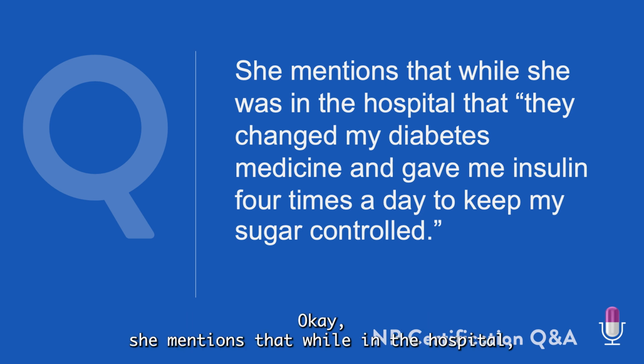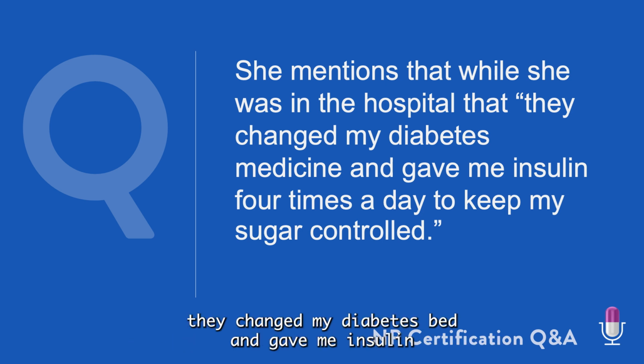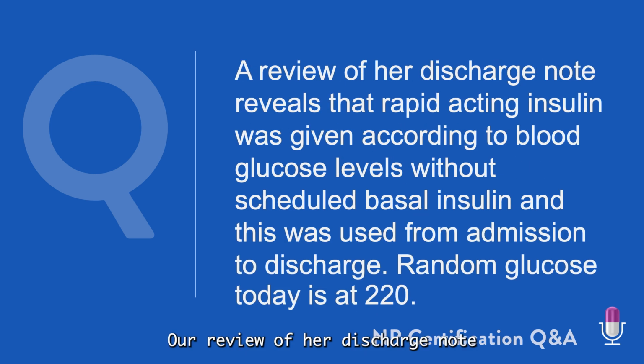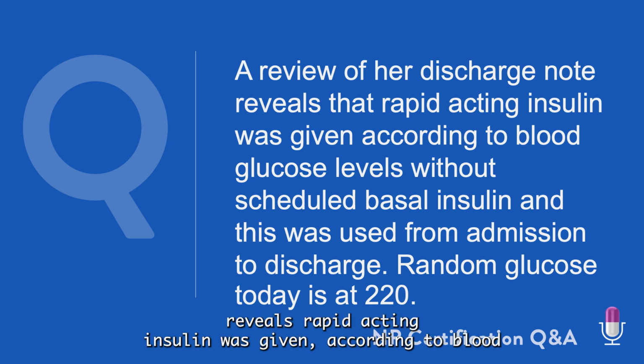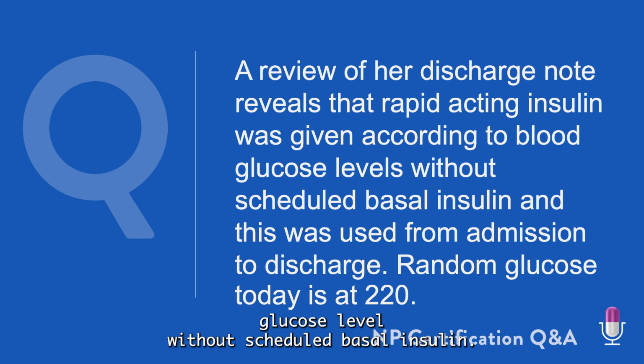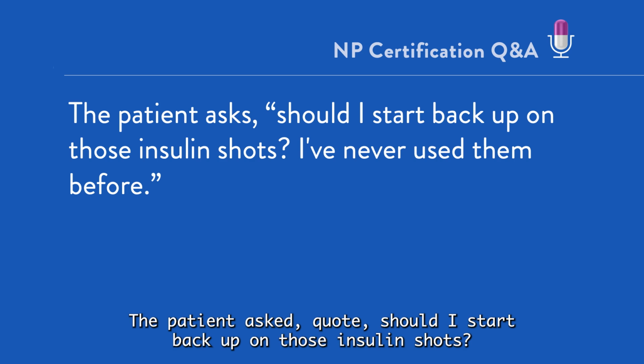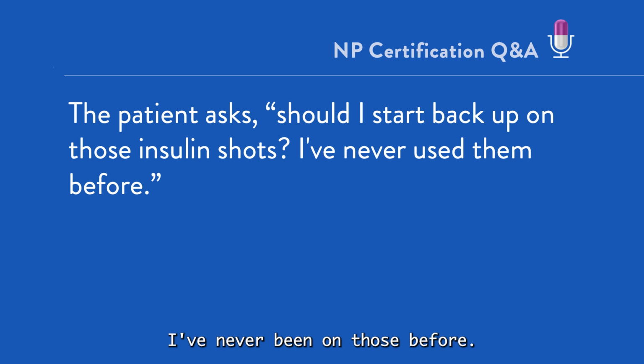Okay. She mentions that while in the hospital, they changed my diabetes med and gave me insulin 4 times a day to keep my blood sugar controlled. A review of her discharge note reveals rapid-acting insulin was given according to blood glucose level without scheduled basal insulin. This was used from admission to discharge. Her random glucose today is 220 without reports of hypoglycemia. The patient asked, quote, "Should I start back up on those insulin shots? I've never been on those before," close quote.